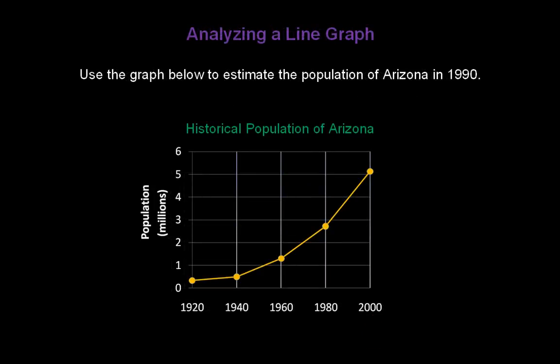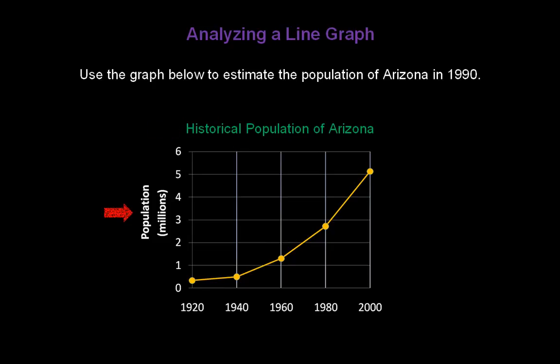Now let's analyze a line graph. Use the graph below to estimate the population of Arizona in the year 1990. Before we do that, let's make sure we understand the graph that's being shown to us. At the top of every graph you should find a title. In this case, the historical population of Arizona.